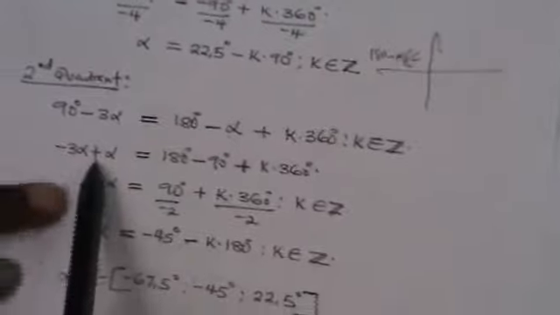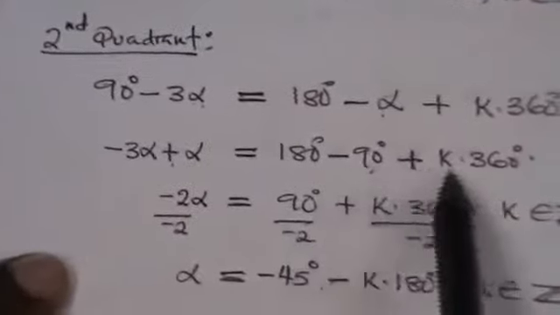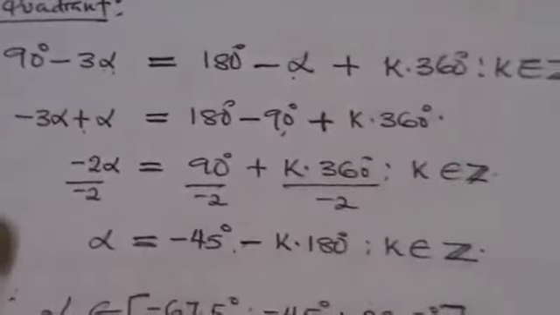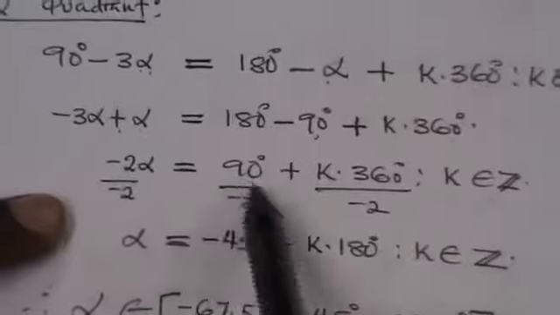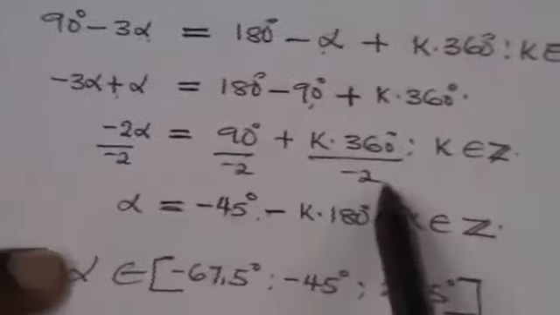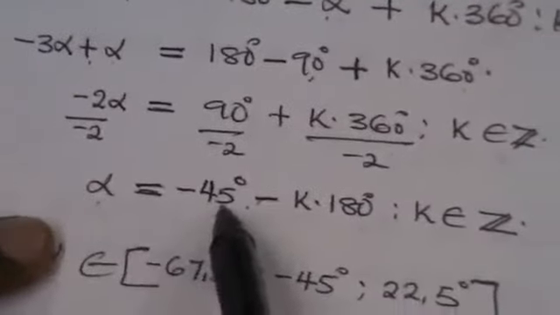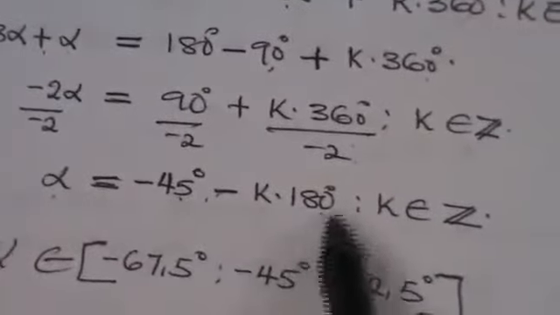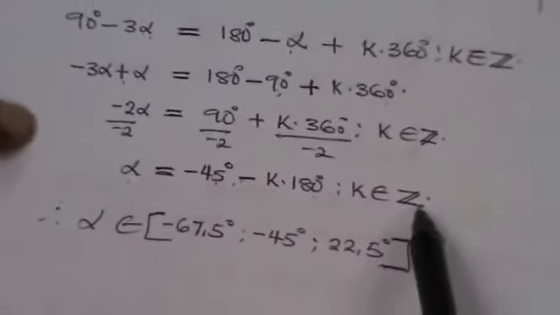K is an element of an integer. Transpose your alpha onto the left-hand side, it becomes positive. And then transpose the 90 onto the right, it becomes also a negative. So this is minus 3 alpha plus alpha, and this is 180 minus 90 plus k multiplied by 360. I'll define my alpha at the end. Minus 2 alpha equals 90 plus k times 360. Divide through by negative 2 on the left and the right, and you end up with alpha as being negative 45 degrees minus k multiplied by 180. K is an element of an integer.